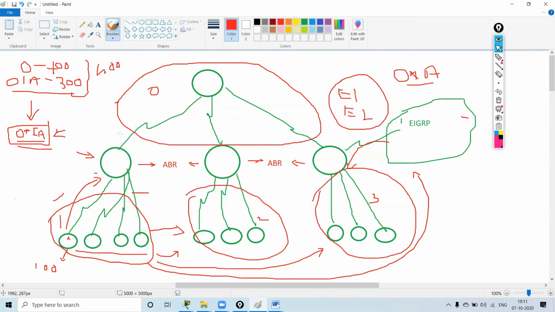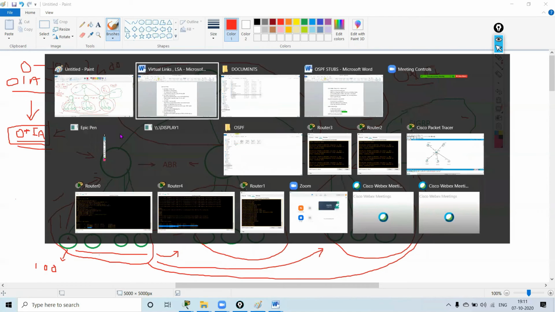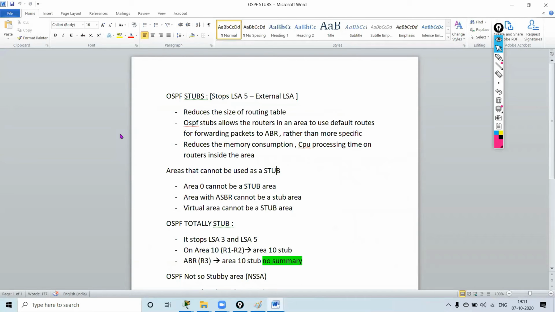O*IA route. Okay. Then I have totally stub. OSPF totally stub area. Now there are some conditions if you want to run stub. These are the conditions. Area 0 cannot be a stub area.